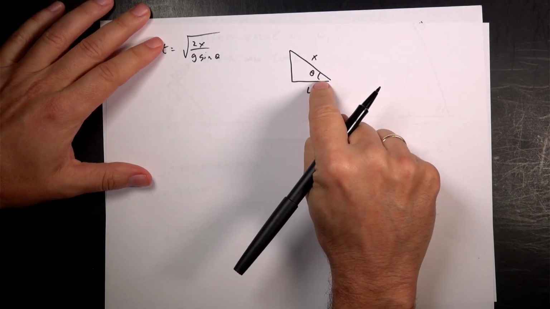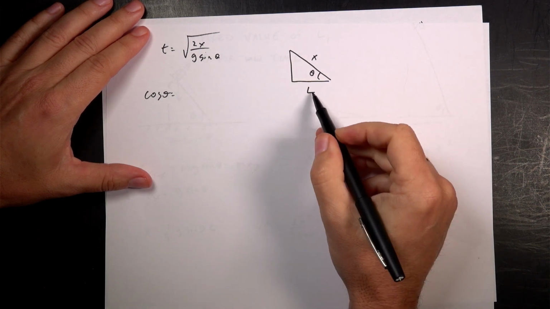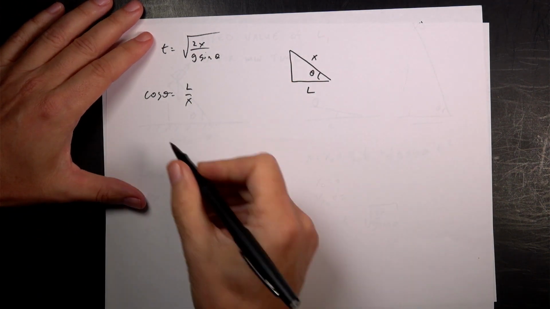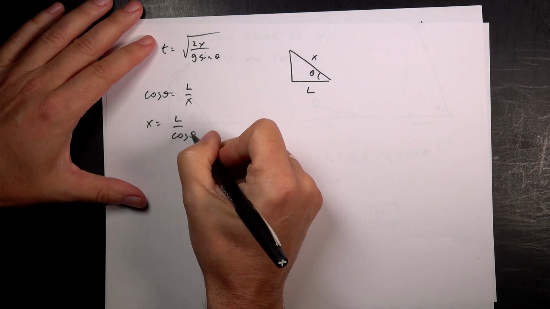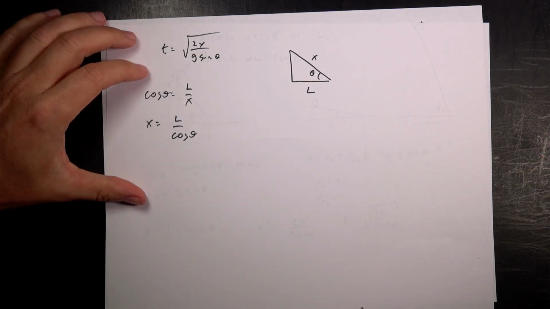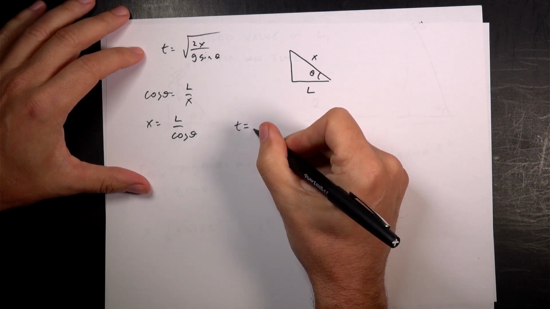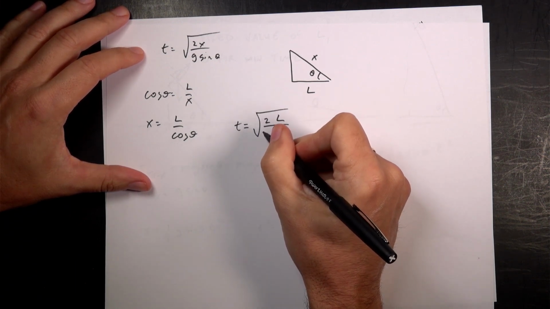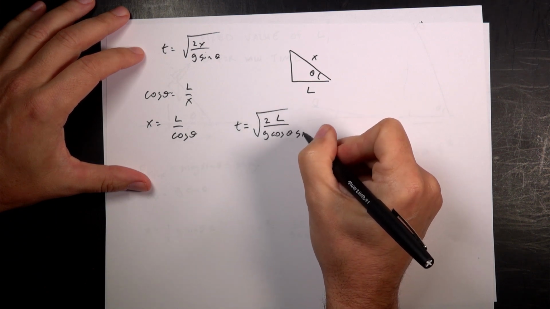So if I take the cosine of theta, that's going to be adjacent over hypotenuse, that's L over x. So x is going to be equal to L over cosine theta. Right, if I just solve that. So now if I plug that in, I get t equals the square root of 2L over g cosine theta sine theta.